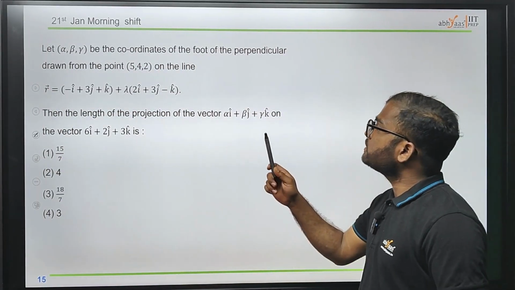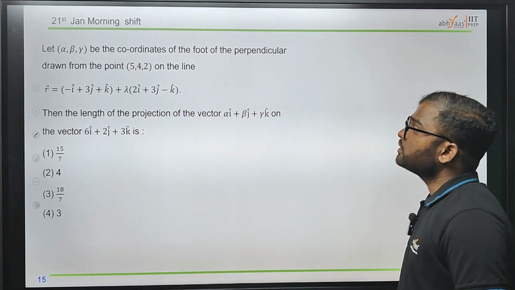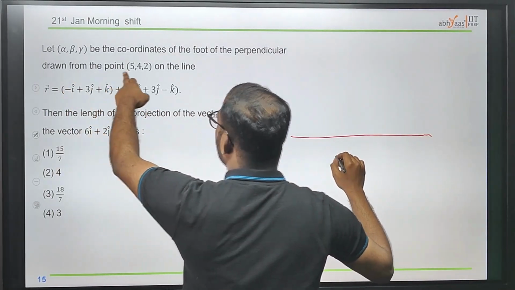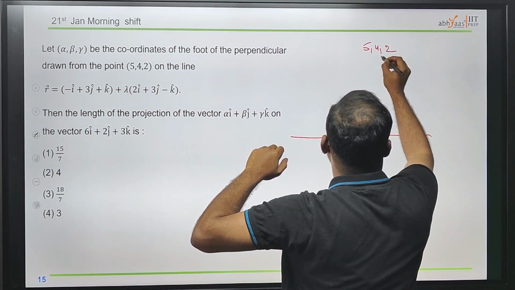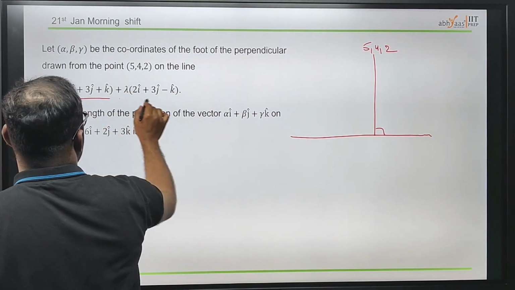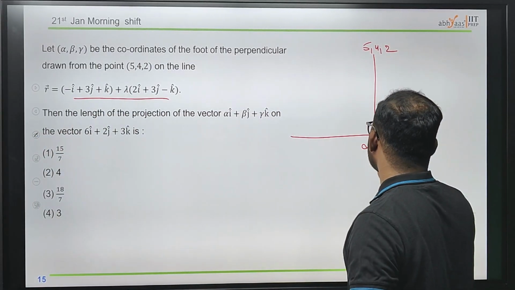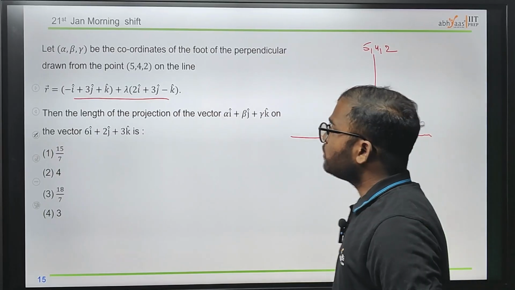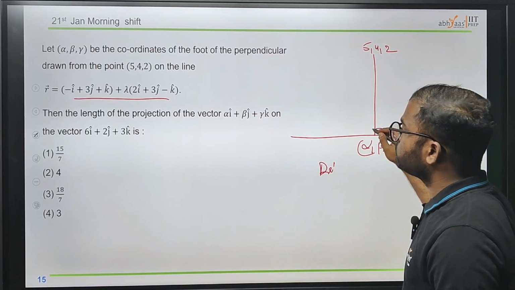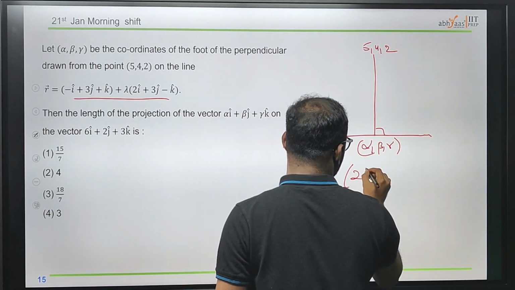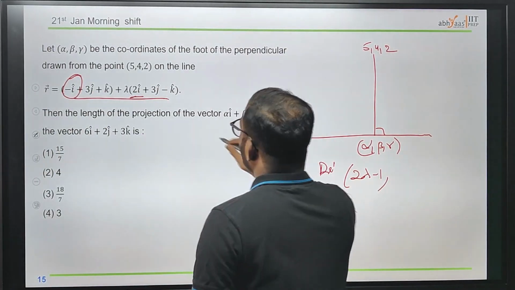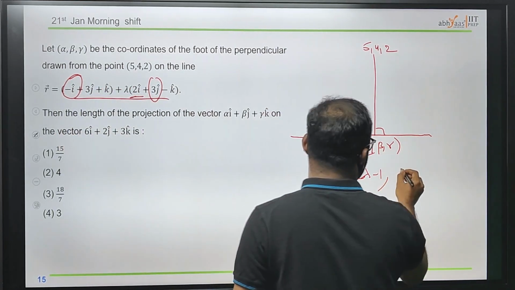Now the next question is on vectors. It is given that alpha, beta, gamma are the coordinates of the foot of the perpendicular drawn from the point 5, 4, 2 to this line, which is r bar equal to this one, and the point is alpha, beta, gamma. By using the direction ratios, since it is perpendicular to this line, we can easily find 2 lambda minus 1, comma 3 lambda minus 3.